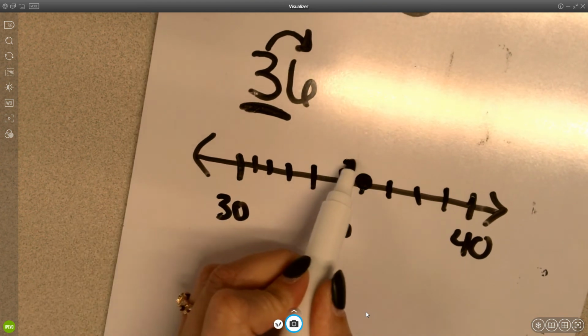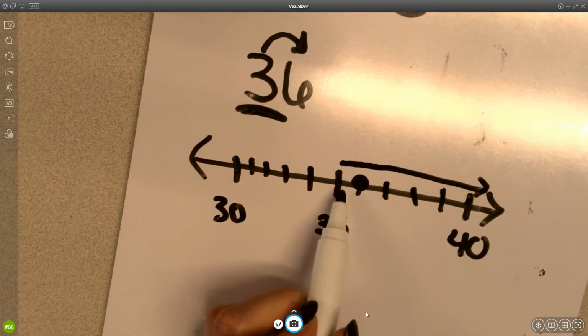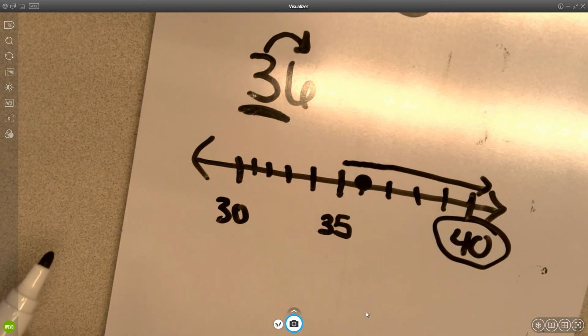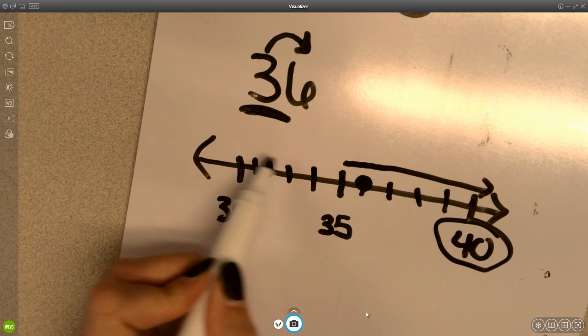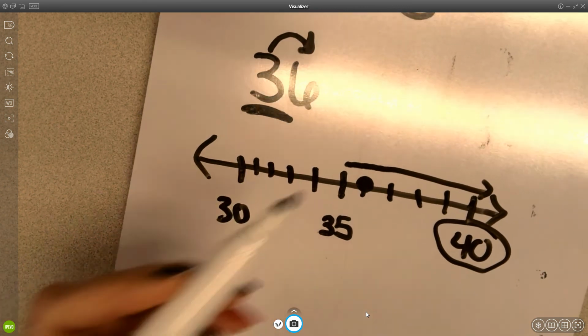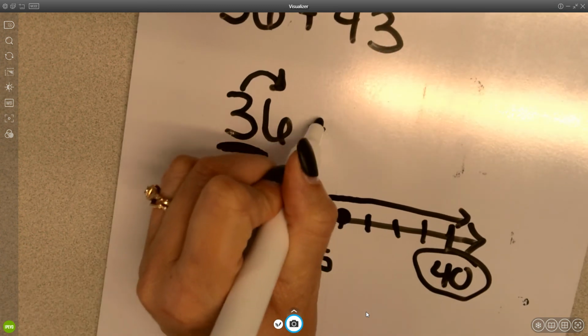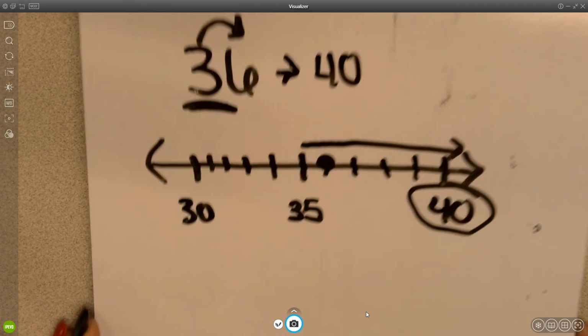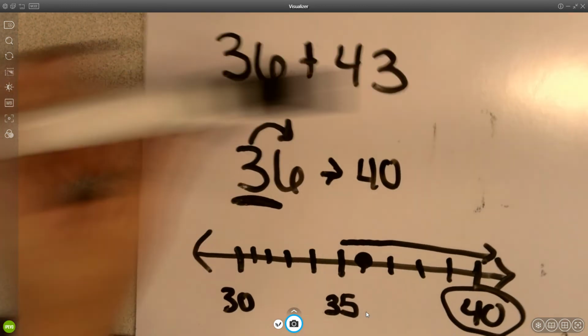Anything that is to the right of 35 is going to round up to 40. If my number were over here on the left side of 35, then I would stay at 30. So we are going to say that 36 rounded to the nearest 10 is going to be 40. And I need to round 43.